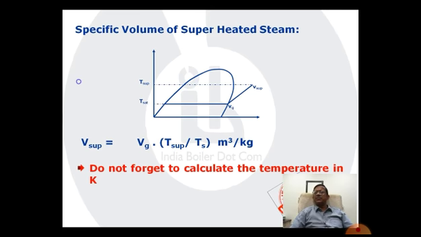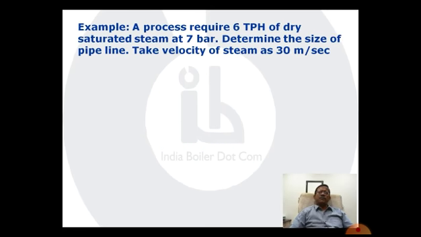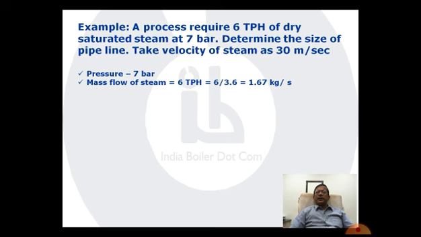Let us take a look at an example using a specific volume. A process requires 6 tph of dry saturated steam at 7 bar. Determine the size of the pipeline. Take the velocity of steam as 30 meter per second. So what do we have? We have the steam flow, it is 6 ton per hour, and the pressure is given as 7 bar. Now the steam flow 6 ton per hour, I can convert into kg per second by dividing by 3.6. So I get 1.67 kg per second as the mass flow of the steam. And the velocity is given as 30 meter per second.